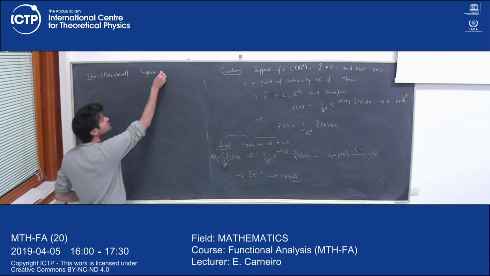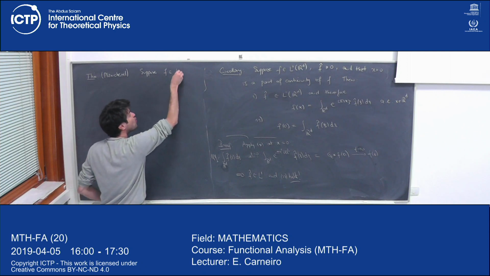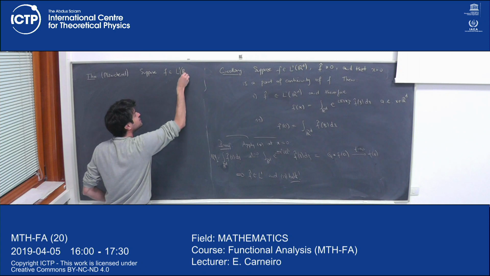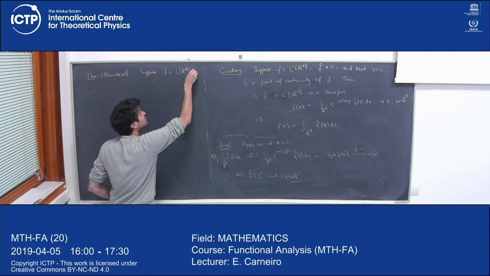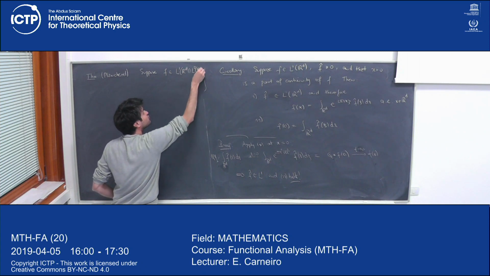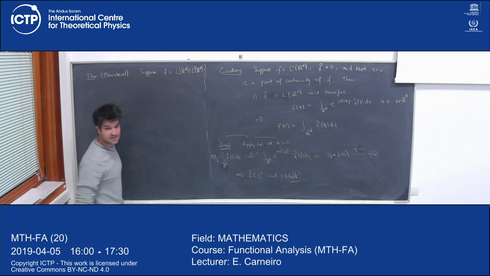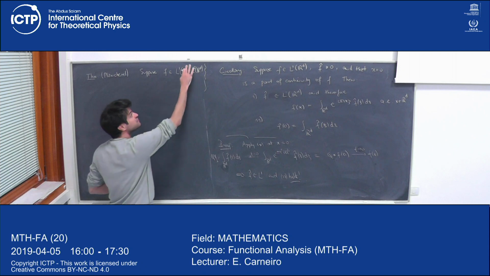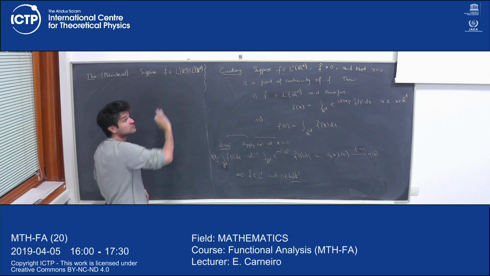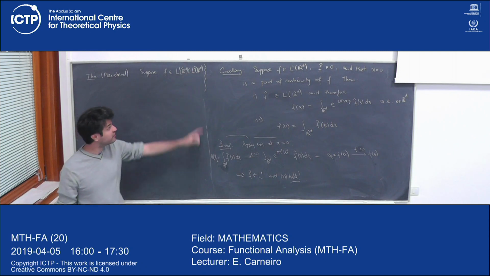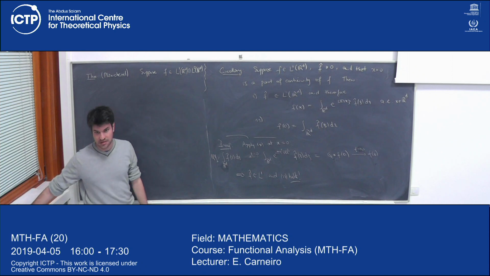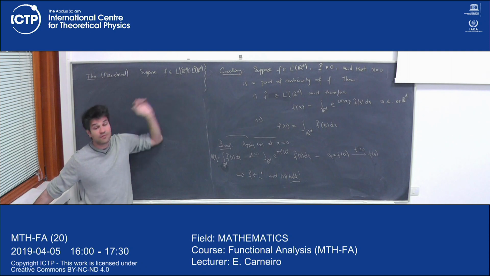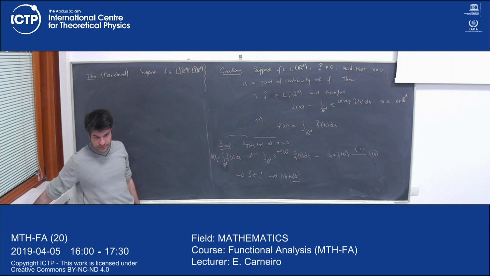Suppose now f belongs to L1 of Rd intersection L2 of Rd. Suppose we have a function that lies in both spaces. Of course, there may be functions that lie only in L1, and there may be functions that lie only in L2. These two spaces are not contained in one another because Rd is not a bounded domain. If you are in a bounded domain, then any function that is in L2 is in L1, but not in an unbounded domain.